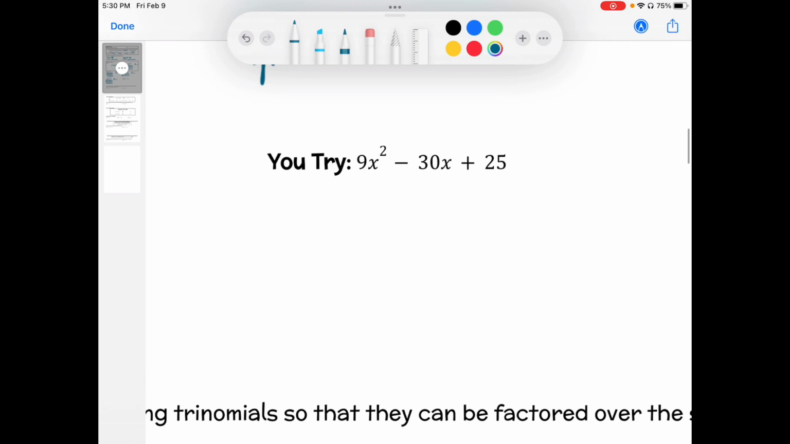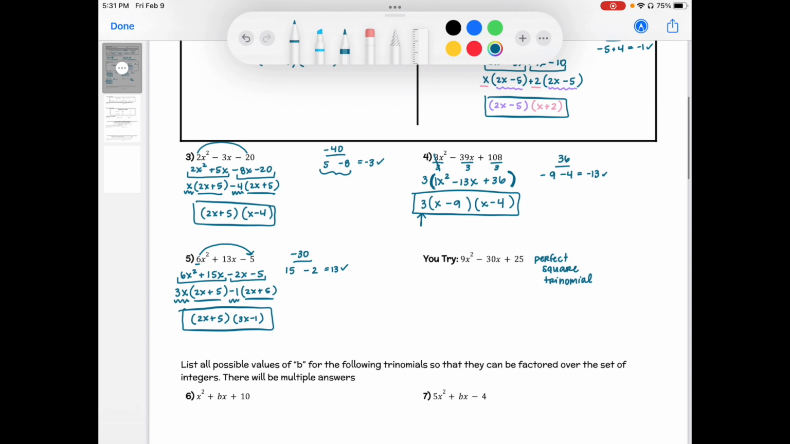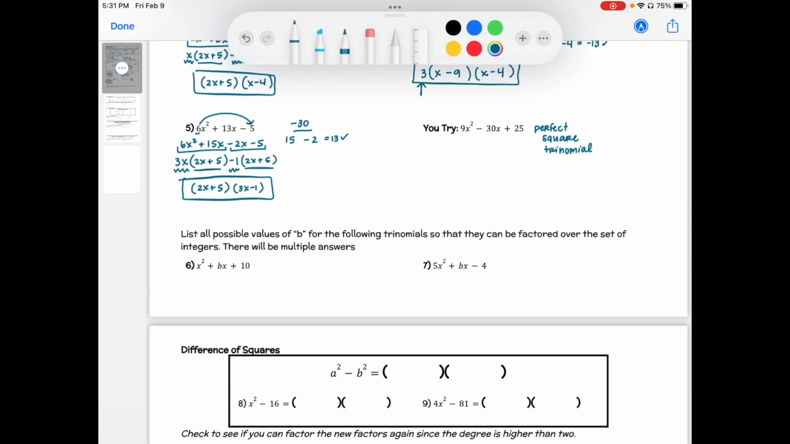All right, this next one is for you to try on your own, so make sure you try this problem, get it correct. I'll give you a hint, it's a special case. It's going to be a perfect square trinomial. So do this one on your own and make sure it's filled out so you can get full credit. And if you have any questions, I'm happy to help you in class.